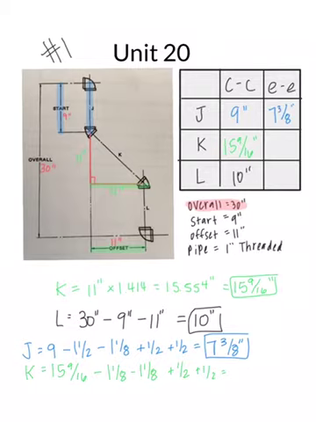So 15 9/16 minus 1 1/8 minus 1 1/8 plus 1/2 plus 1/2. I am getting 14 5/16 inches.